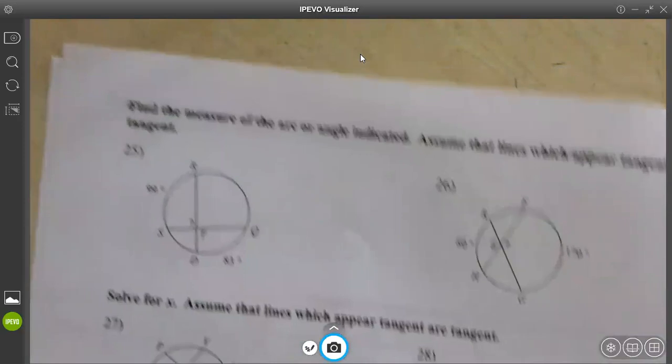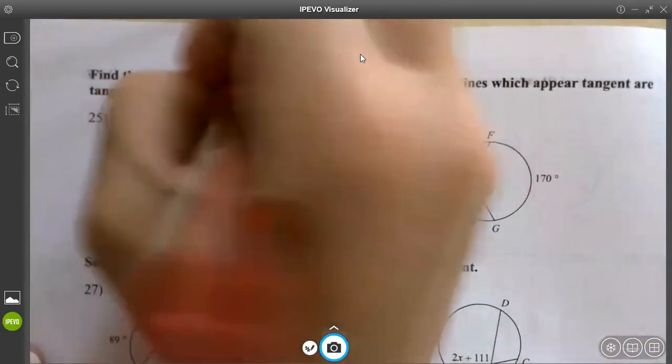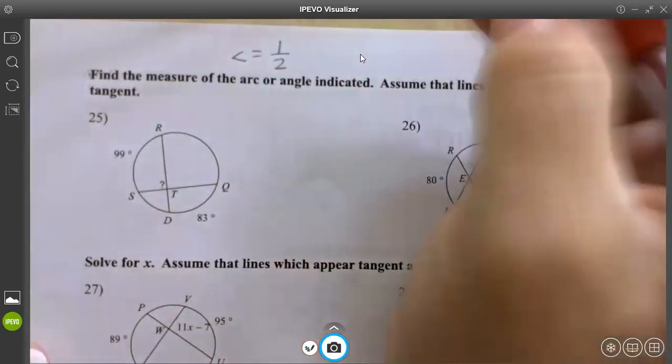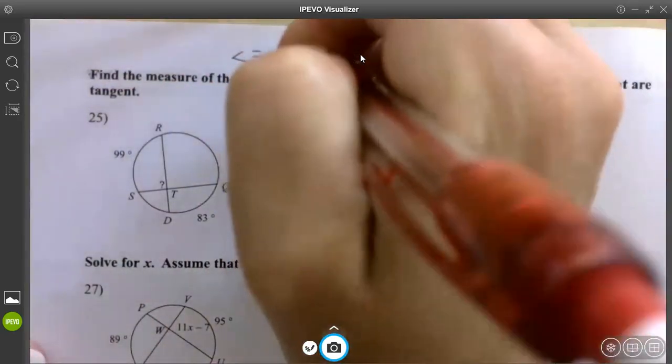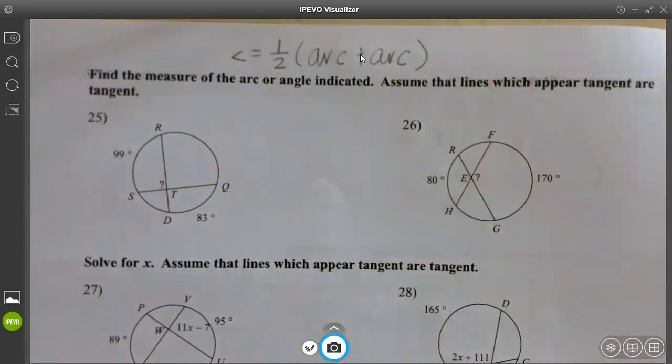All right, find the measure of the arc or angle indicated. So now what's different? What do we have different? See the lines inside, right? They're not angles and they're not outside. So when it looks like this, these are not X's, but when they intersect inside, your formula is going to be the angle equals 1/2 of arc plus arc. Angle equals 1/2 of arc plus arc. So it's still the X that we were talking about when we were talking about vertical angles, but these are not vertical angles.